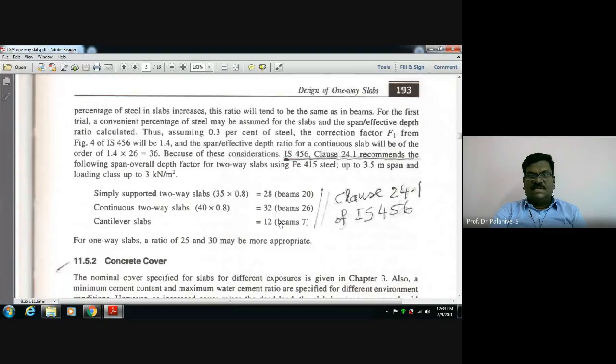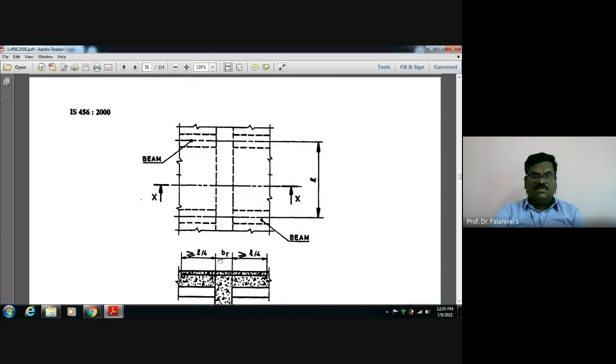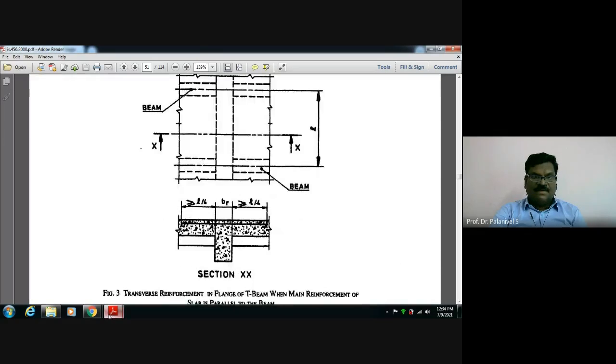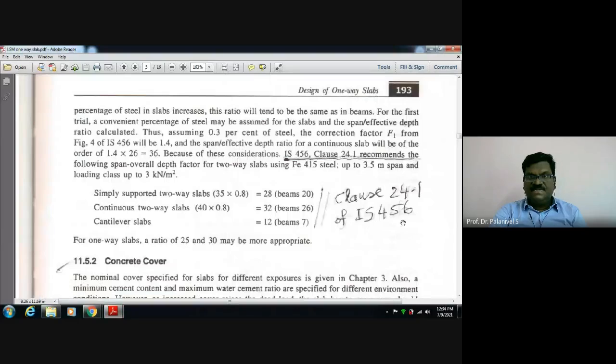Simply supported two-way slab, for beam it was 20. Here we adopt 28. Actually, the ratios given in the code are 40 for continuous two-way slab, and for simply supported it was given as 35. If we use Fe 415 steel, 80% of it can be taken. That provision you have seen. Is it necessary for me to show you that provision? Let us go to that. Where is that? Clause 24.1 of the IS code.